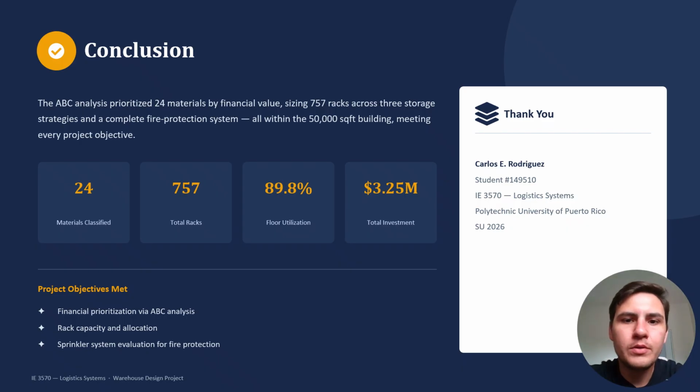In conclusion, this project classified 24 materials by financial priority, sized 757 racks across 3 storage strategies, and built a complete fire protection system, all within the budget and within the building footprint, for a total investment of $3.5 million.